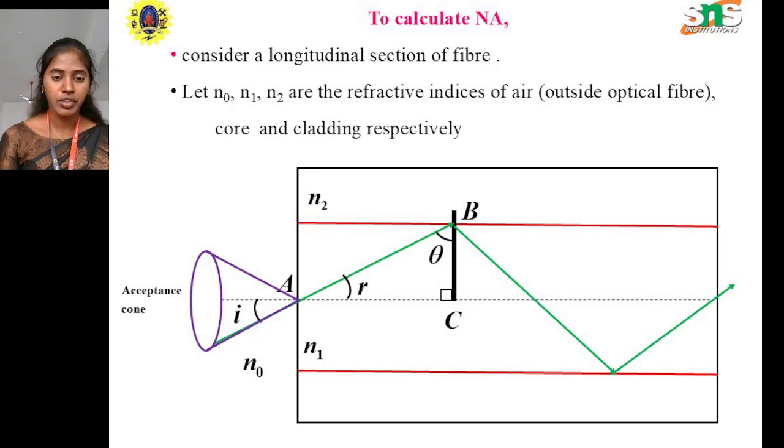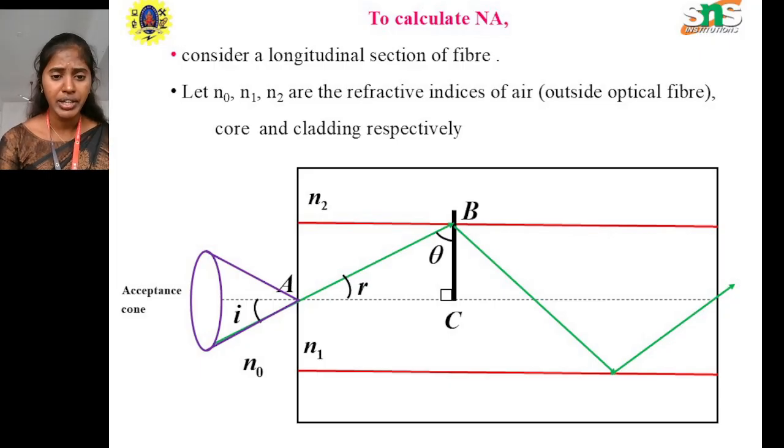Here it includes three mediums: the air medium, the core medium, and the cladding medium. N naught is the refractive index of air, N1 is the refractive index of the core, and N2 is the refractive index of the cladding. Now the light wave is incident on the core at the point A. Consider the longitudinal section of the fiber. Let N0, N1, N2 be the refractive indices of air outside the optical fiber, the core and the cladding respectively.